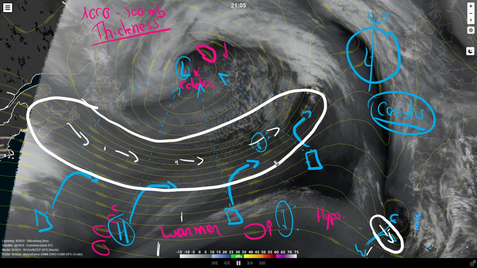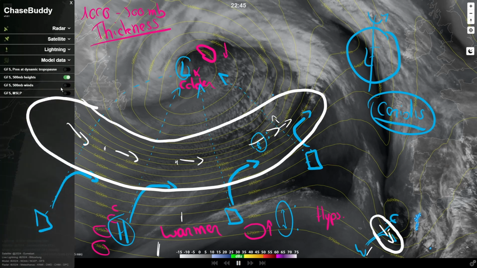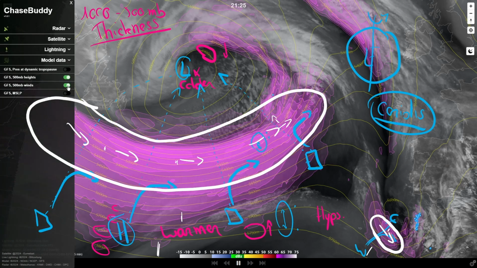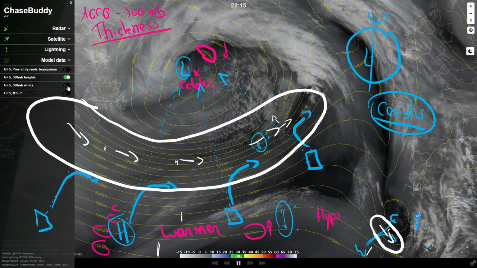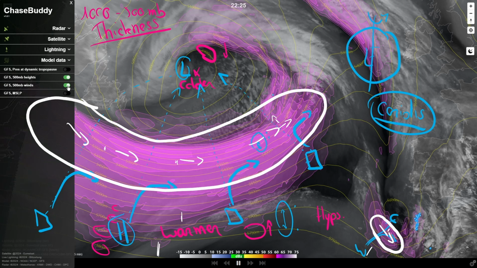And the rule of thumb is, with the wind in your back, lower height will be to your left, okay? And we can actually prove that there is a wind maximum there, because if we toggle on the maximum wind here, you can really see that there is a perfect correlation between the theoretical explanation and the reality.